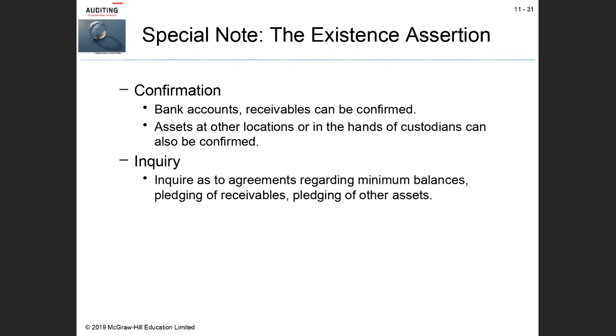Inquiry, of course, is a very powerful tool as well. When in doubt, ask management. So we can ask management, are your accounts receivable pledged to the bank as security for the line of credit? Are there minimum balances in the company's bank account that the company must maintain on an ongoing basis, in order to keep the bank happy? So, of course, we can get a lot of information from management. And we know from our study before the midterm, management, if they have information, they have to give that to the auditors. They can't hold it back. So when the auditor asks them a question, they have to be honest and forthright in their answer and explain what's happening.